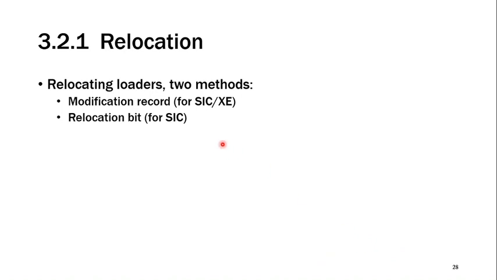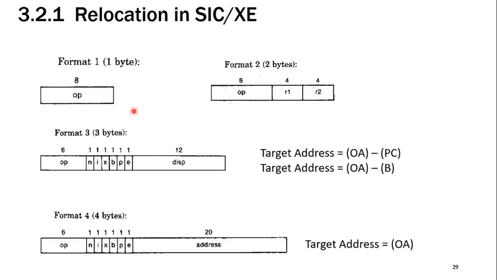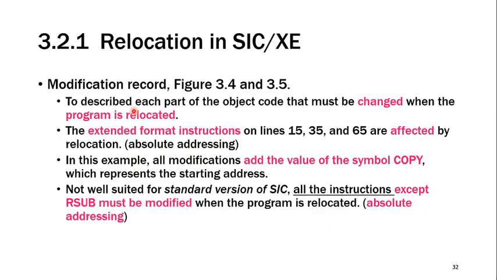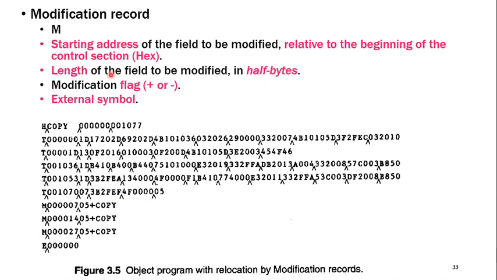However, we already said for SIC/XE how to handle the relocation, in the sense that it is by having the modification record. So now let us have the modification record in the object program. Before that, I hope you know how to write the modification record. This is the format of the modification record: M followed by the starting address. It is not the starting address of the instruction, and it is not the starting address of the program. It is the starting address of the object code from where the modification is required.